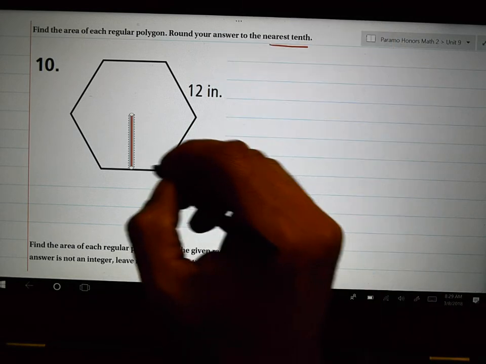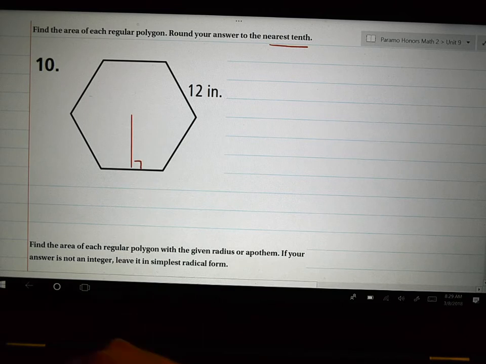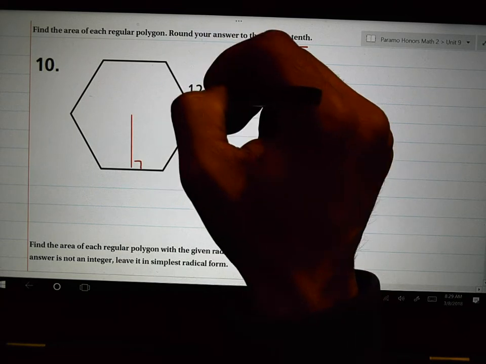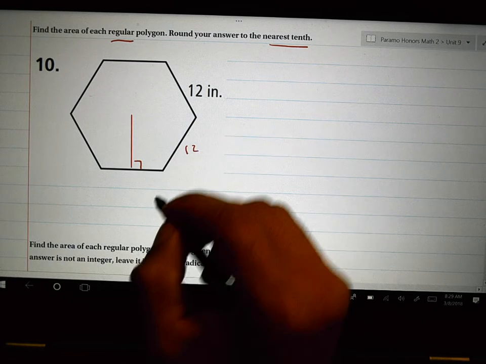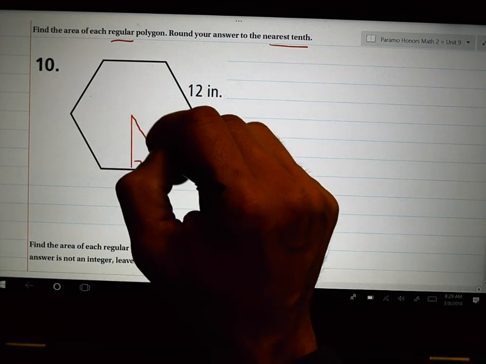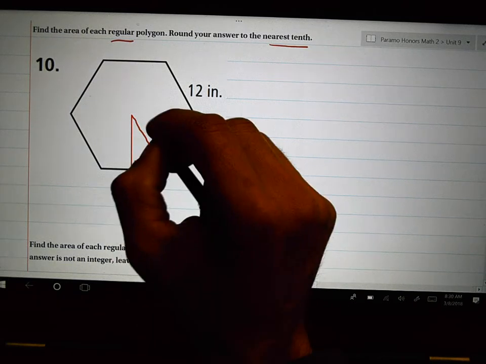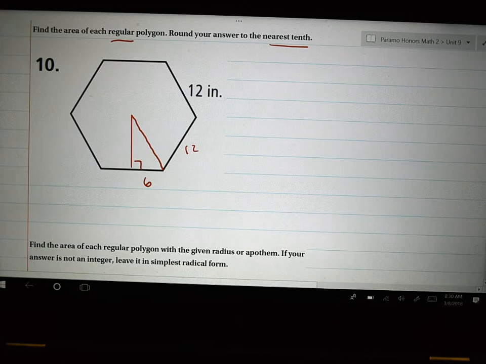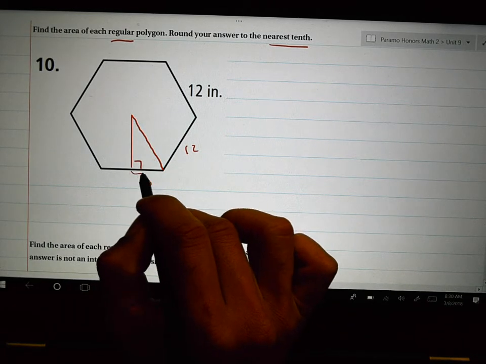And I know that this apothem is at a right angle. And I know that the side length is 12, and since it's a regular polygon, this is 12. And down here, instead of putting 12, I'm going to draw a radius as well. Ooh, I should have drawn that straight. 6. Isn't that little side right here 6? Isn't that half?